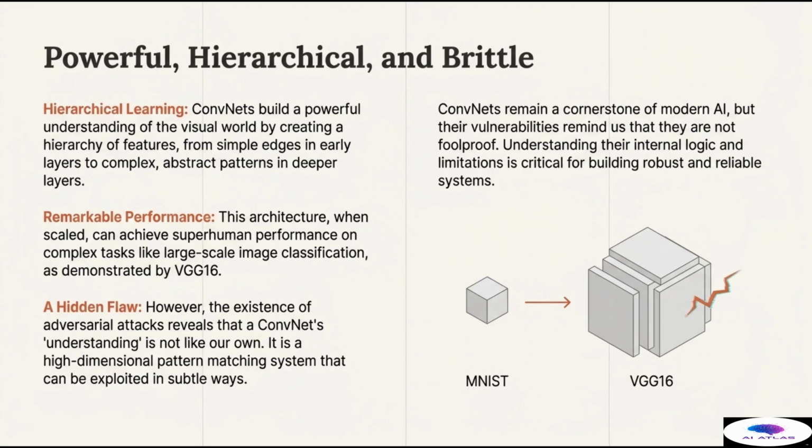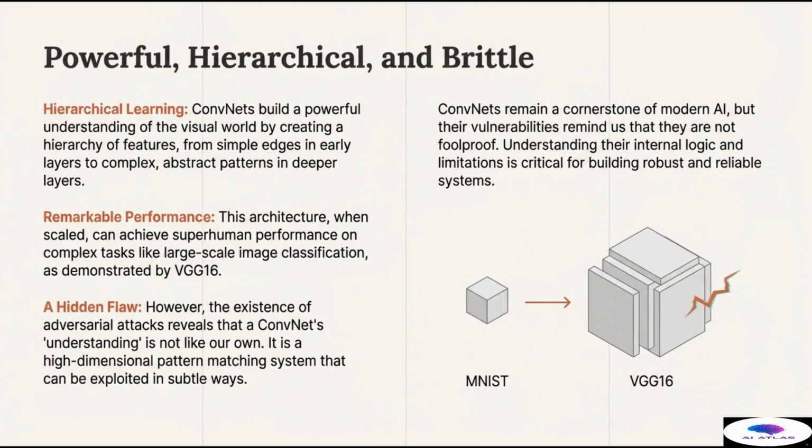Second, we validated their remarkable performance. When scaled and optimized, as demonstrated by VGG16, these architectures achieve superhuman performance on massive, complex tasks like large-scale image classification, defining the state-of-the-art in computer vision. However, the third point, the hidden flaw, is the most crucial takeaway. The existence of adversarial attacks reveals that a ConvNet's understanding is fundamentally different from our own.